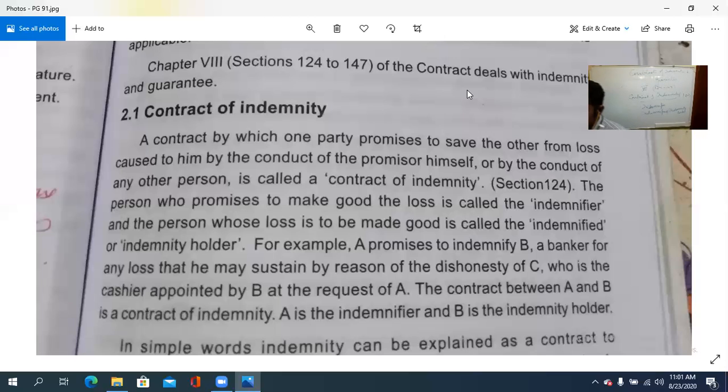That is a case of contract of indemnity as per section 125. And the person who promises to make good the loss is the indemnifier, and the indemnified is the person whose loss is to be made good.